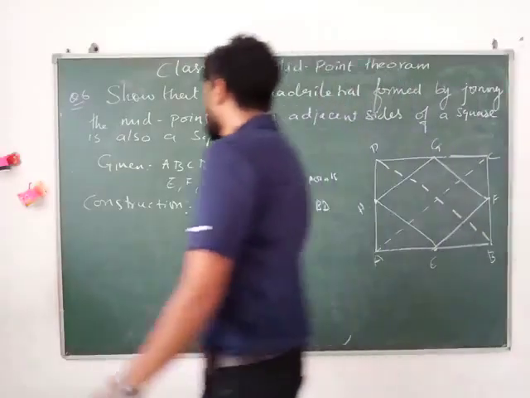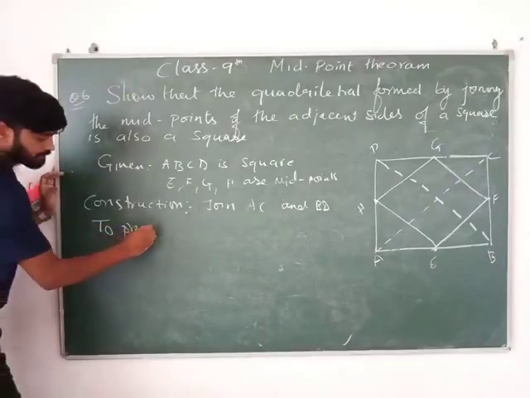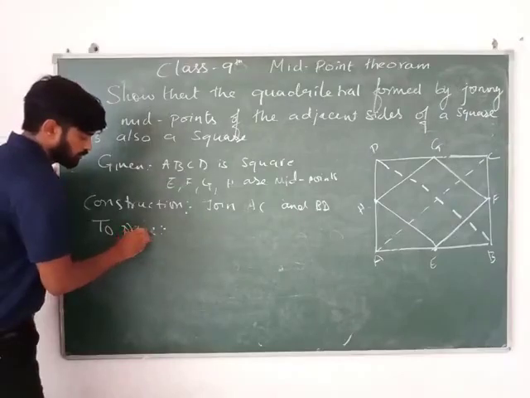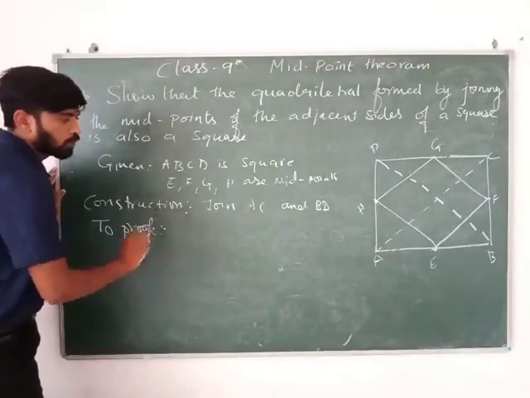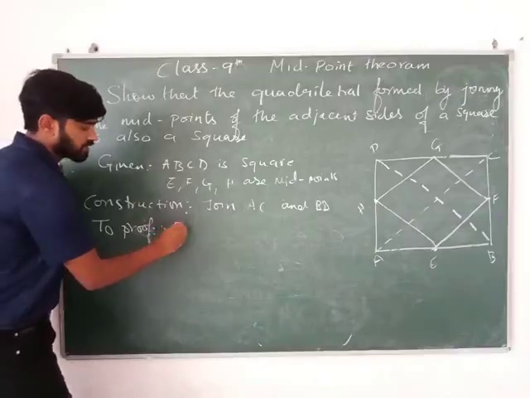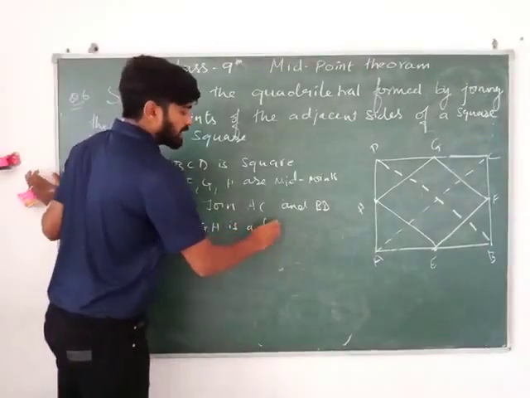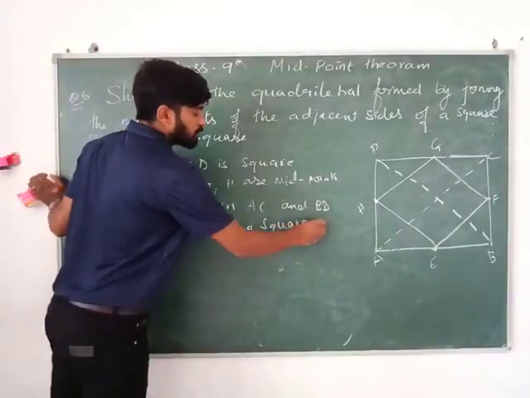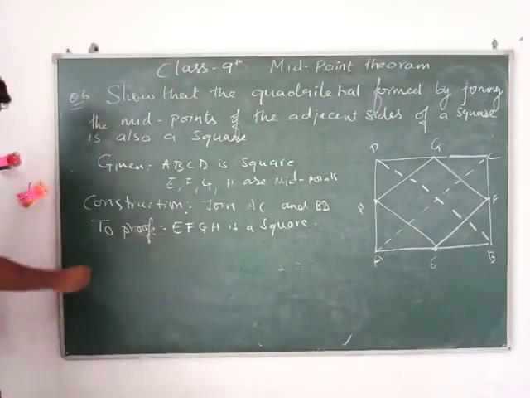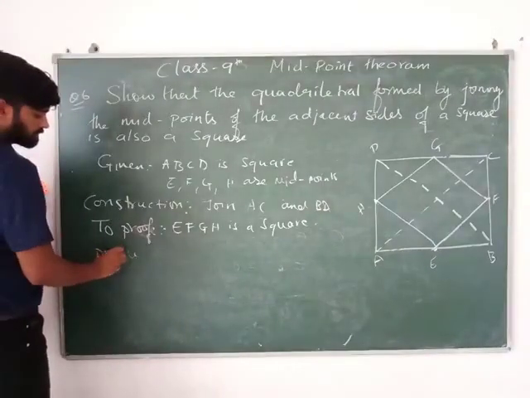And what do I need to prove? To prove, what do I need to prove? I need to prove that EFGH is a square. I have to prove that it's a square. I don't know yet whether this is a square or not. So let's start proving. Proof.